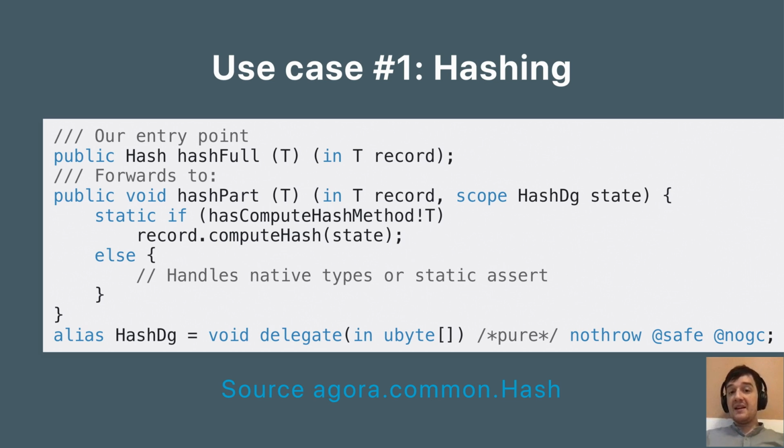And as you can see in hashpart, the first thing we do is to check if the user provided hook exists and call it if possible. Otherwise, the rest of the code handles the default behavior for most types. If it's a composite type, for example, such as an array or struct, we iterate on the elements or members, and for basic types, we pass a platform independent binary representation to the delegate. Fairly straightforward.